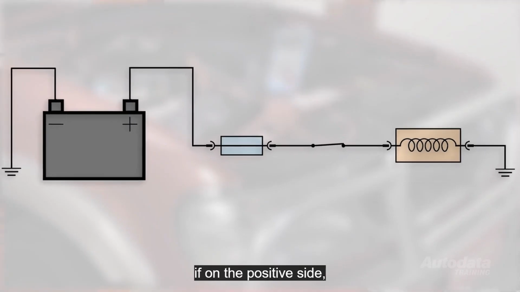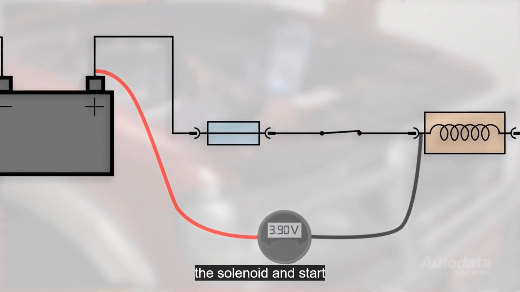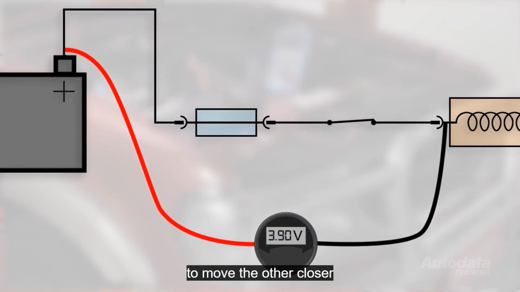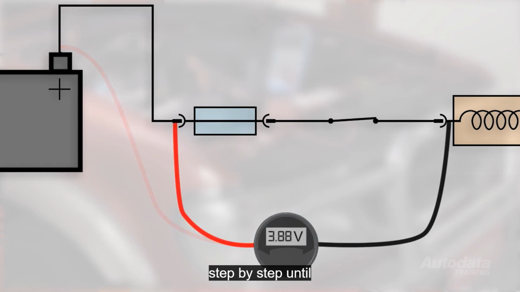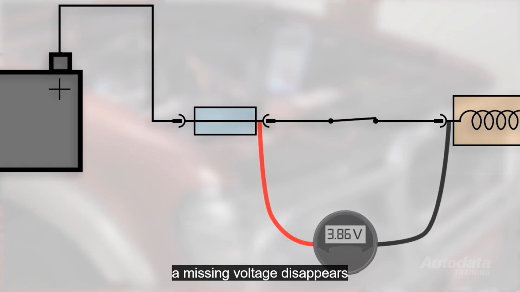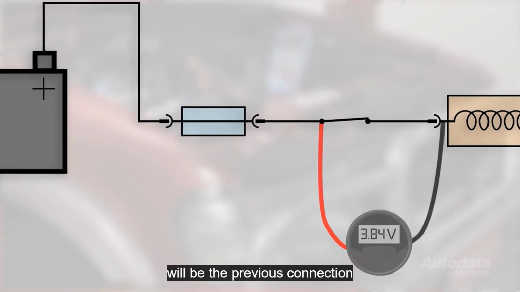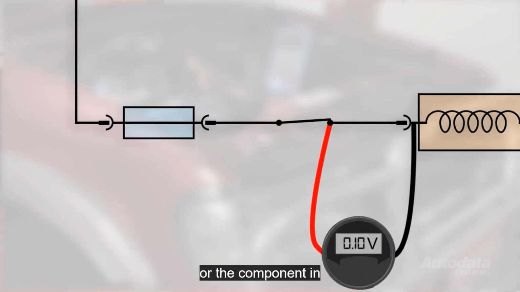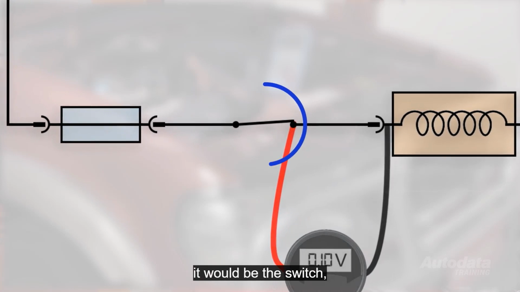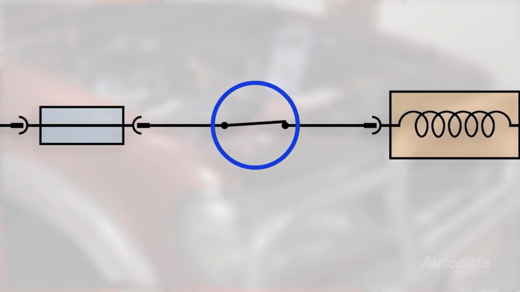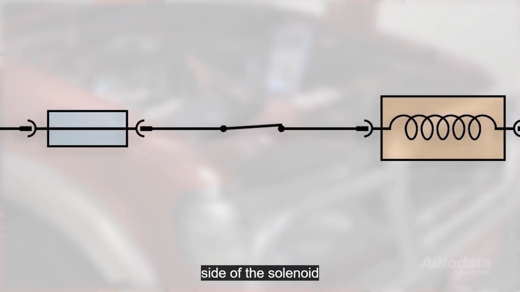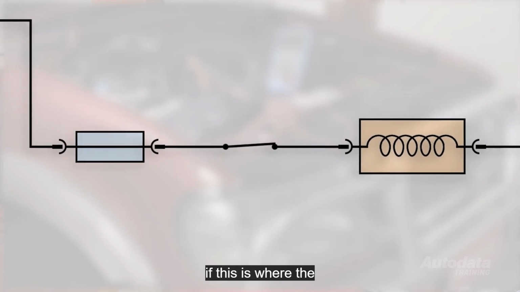If on the positive side, we keep one probe on the solenoid and start to move the other closer step by step until the missing voltage disappears. The position of the resistance will be the previous connection or the component. In this case, it would be the switch. The same test could be done on the negative side of the solenoid if this is where the fault was located.